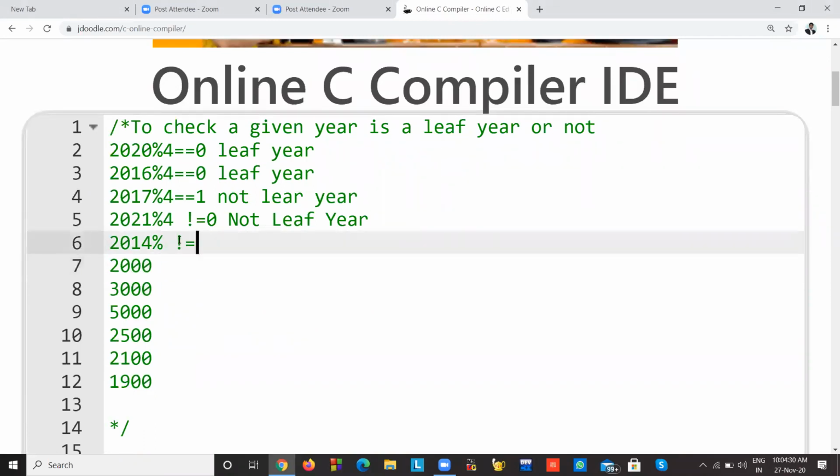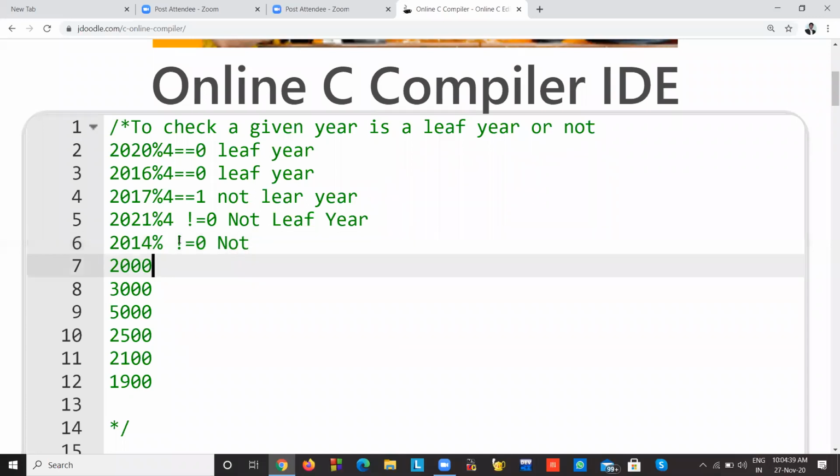It is not equal to 0. Right? Yes or no? Yeah. So therefore it is also not a leap year. It is also not a leap year. Okay. Next, 2000.